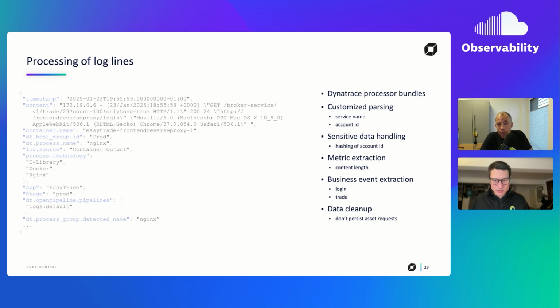And we're also going to do the data cleanup because there are many asset requests in those Nginx log records, and we don't need them for later. It's a cool example. You basically have pretty much everything that the pipeline can do here, from parsing to handling sensitive data, extracting metrics, business events, and then also doing the cleanup. This is really nice. Thanks, Thomas.